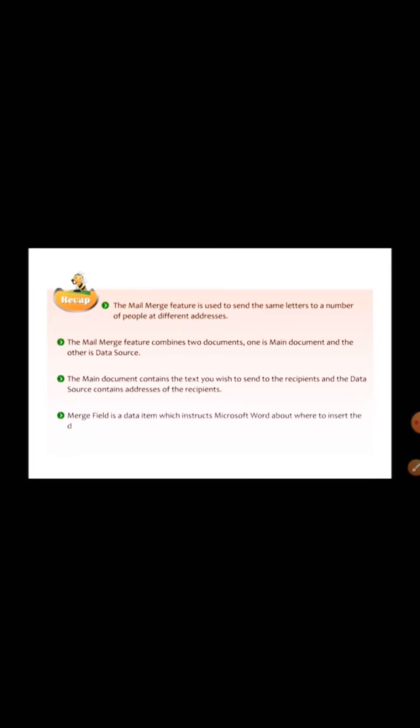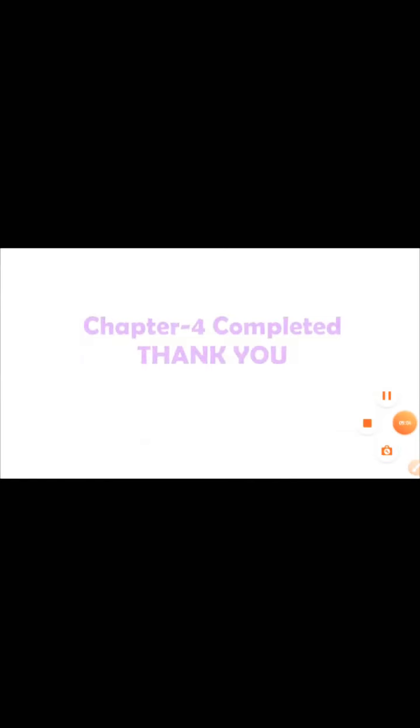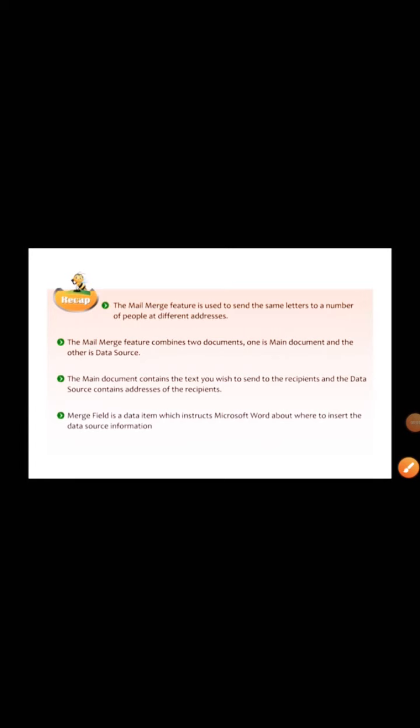Let's recap about the mail merge. First, the mail merge feature is used to send the same letter to a number of people at different addresses. Second, the mail merge feature combines two documents: one is the main document and the other is the data source. Third, the main document contains the text you wish to send to the recipients and the data source contains the addresses of the recipients. Fourth, a merge field is a data item which instructs Microsoft Word where to insert the data source information in the document. These were some important facts related to the mail merge.